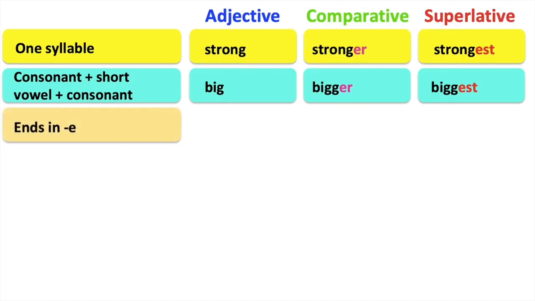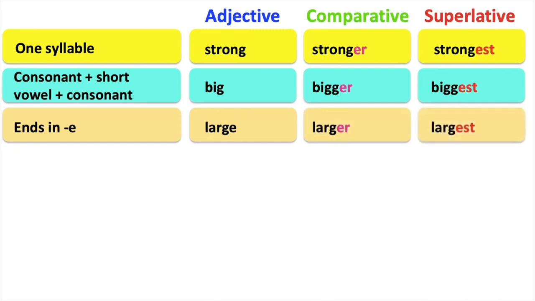For one-syllable adjectives ending in the letter E, we remove the letter E and add the endings er or est. For example, large. The comparative adjective is larger. The superlative adjective is largest.